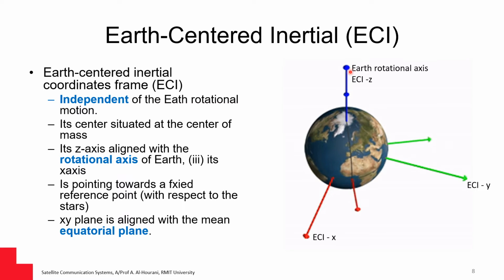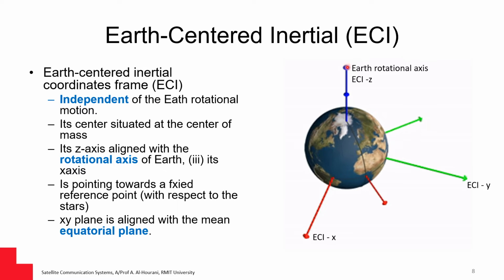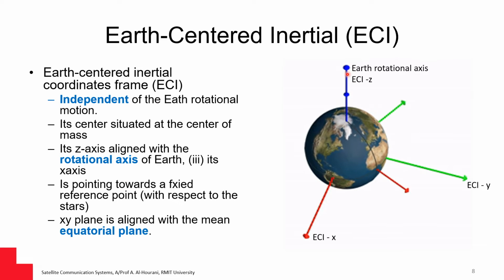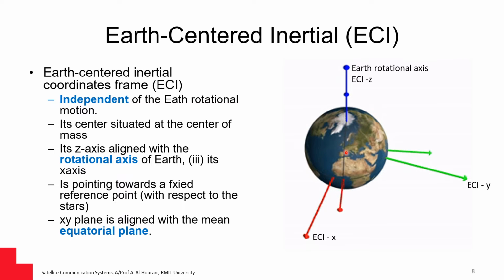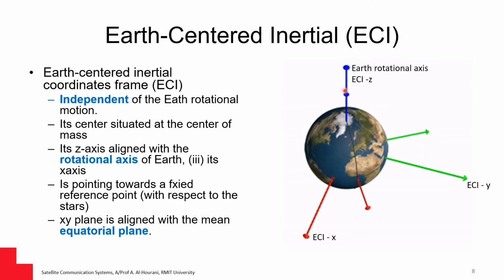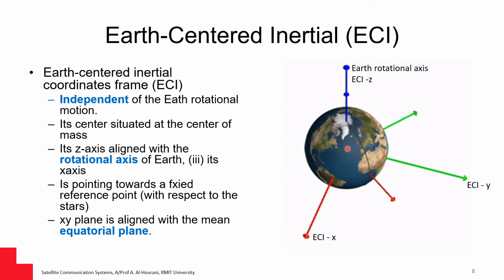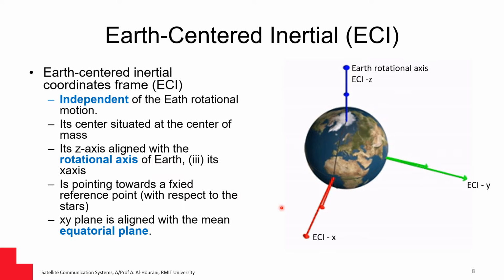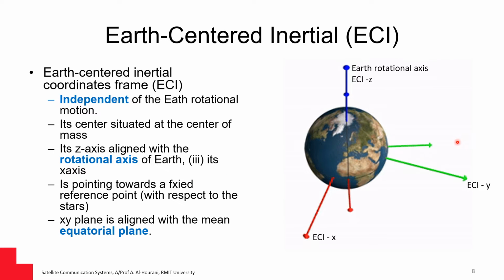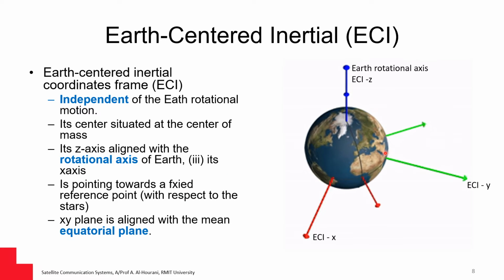Let's start with the z-axis, the easiest axis. The z-axis is aligned with the Earth's rotational axis. So that's the axis the Earth is rotating about. Okay, now the xy plane is aligned with the equatorial plane of Earth.